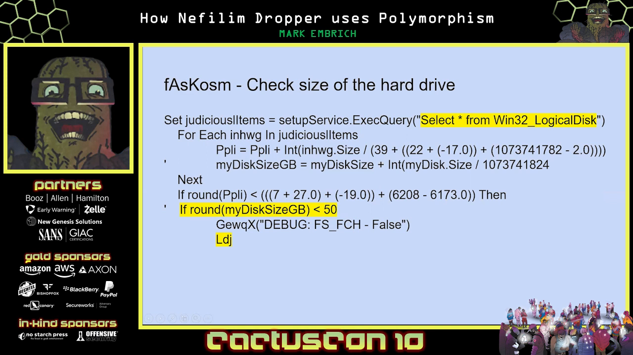Why would the threat actors want to do that? The second highlighted thing gives us a clue. The threat actors want to know if the hard drive is under 50 gigabytes in size. I'm guessing that the FSFCH means something like file system check. So if we fail this check, meaning the hard drive is smaller than 50 gigabytes, we log a false message and then we run LDJ. Well, what is LDJ? Let's take a look.